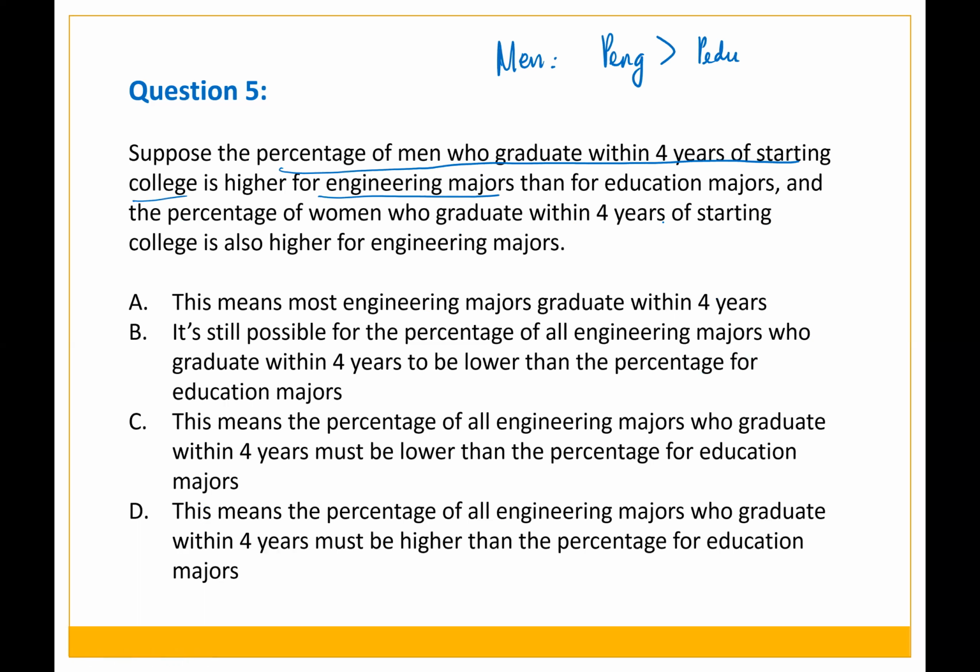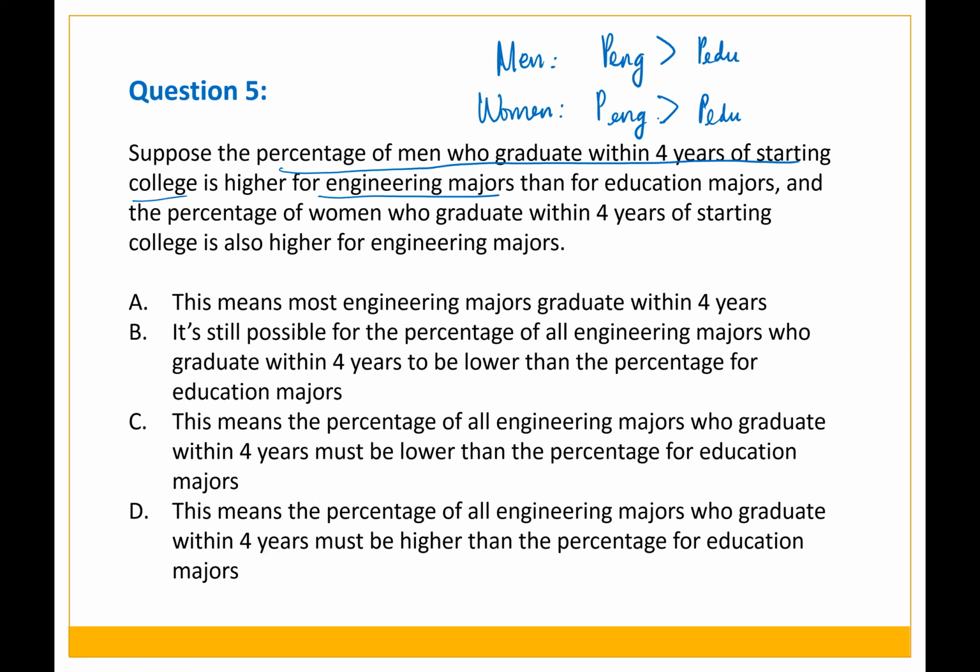The percentage of women who graduate within 4 years of studying college is also higher for engineering majors. So it's the same thing for women: engineering is higher than education. Therefore, what is the correct statement below? Stop me if you want to work on it on your own. I'm sorry, forgot that part.